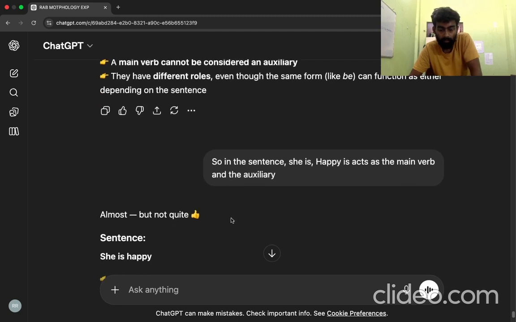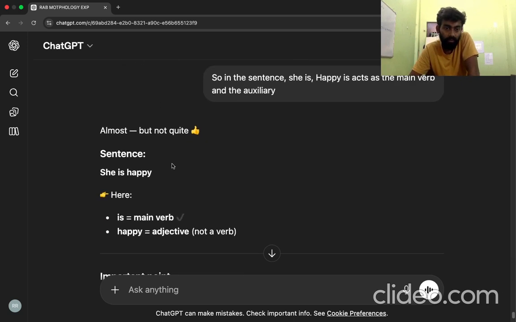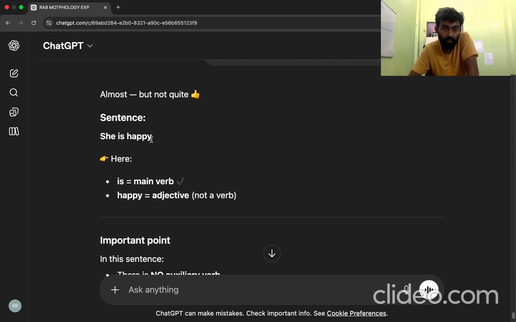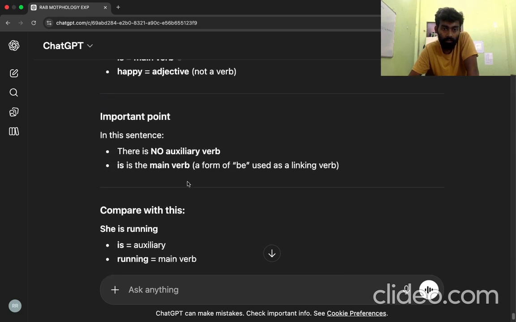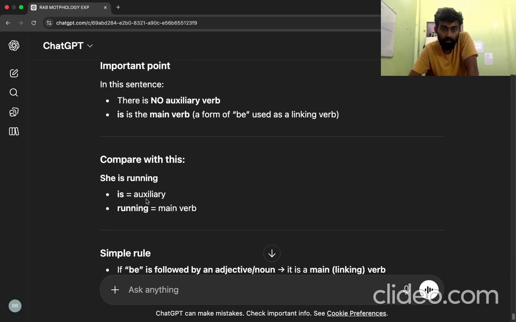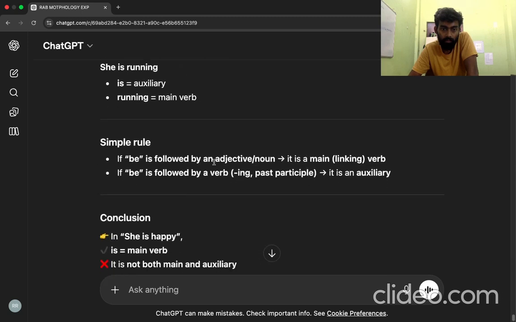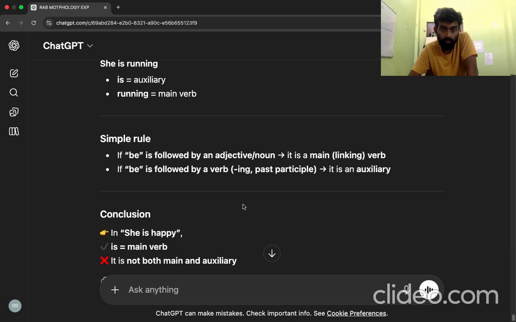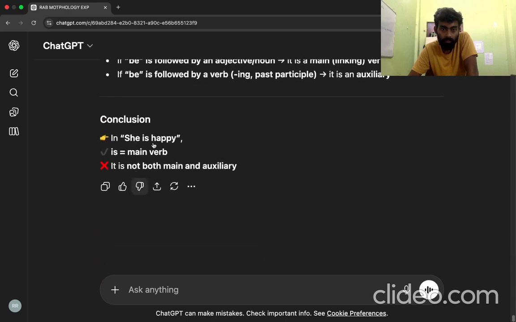Almost, but not quite. Sentence: so in the sentence she is happy, is acts as the main verb and the auxiliary. She's happy: here is equals main verb. Happy is an adjective, not a verb. Important point: in this sentence, there is no auxiliary verb. Is this the main verb? A form of be used as a linking verb. Compare with this: she's running, is is the auxiliary, running is the main verb. Simple rule: if be is followed by an adjective or noun, it is a main linking verb. If be is followed by a verb, ing or past participle, it is an auxiliary. Conclusion: in she is happy, is equals main verb. It is not both main and auxiliary.